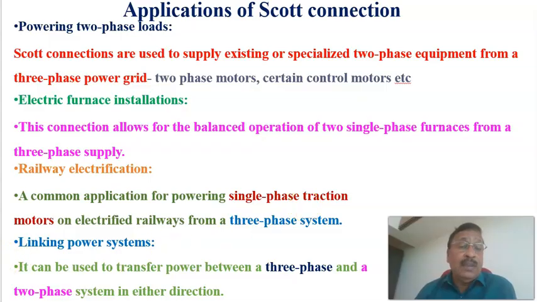traction purposes. Another one is linking power systems. Therefore, it can be used to transfer the power between a three-phase and a two-phase system in either direction. It can transfer the power from a three-phase into two-phase or from two-phase to three-phase. Therefore, linking the power systems is another application of the Scott connection.